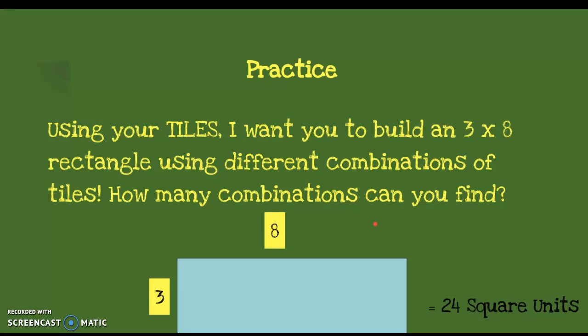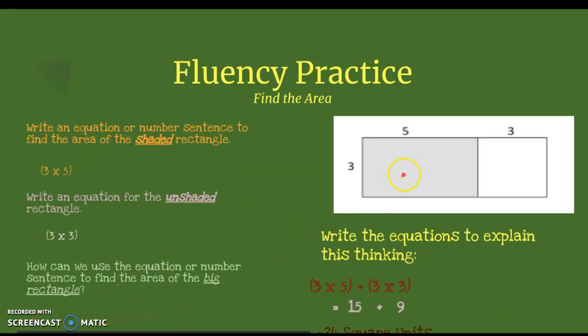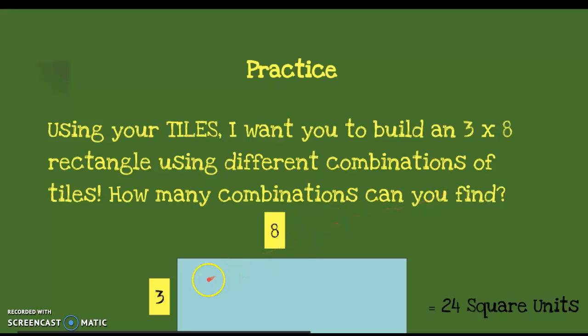Okay, so at this time, I'm actually going to go back, because if you see here, what is 5 plus 3? Well, 5 plus 3 is 8. So what we did is we just broke this down into 2 smaller parts. Instead of having the larger number 8, we just broke it down to make it a little bit easier to find the square units. So what I'm going to have you do now, here is our 3 by 8 rectangle, which we know we just found equals 24 square units. I want you to find as many different combinations as you can using your tiles to make a 3 by 8 rectangle that equals 24 square units.